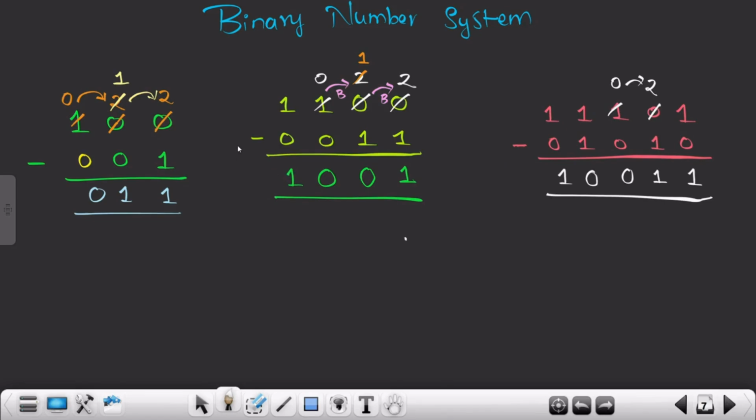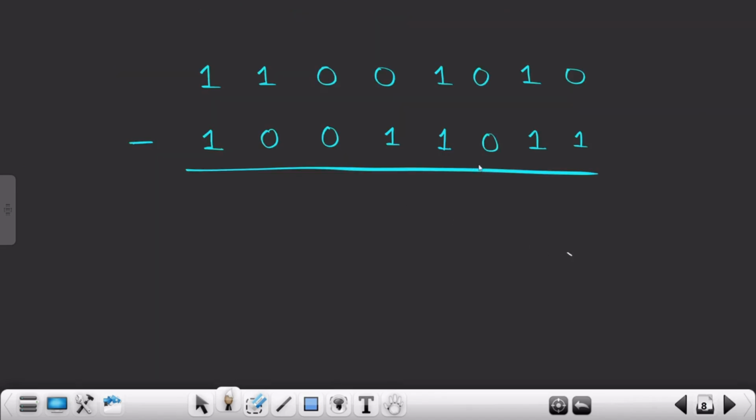Then we linked the same concept and logic to binary. The thing is that instead of 10, we replace it with 2 in binary, and 9 is replaced by 1. But the overall concept and idea remain the same. So I really hope you understand in detail how to perform the subtraction operation, and in the next session we will solve this numerical.